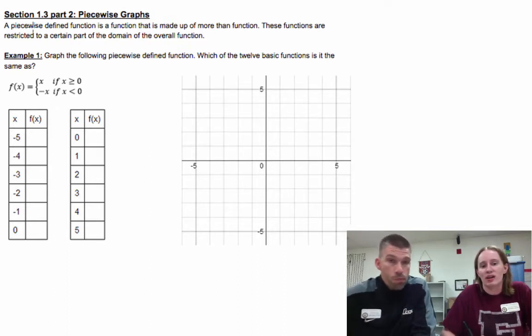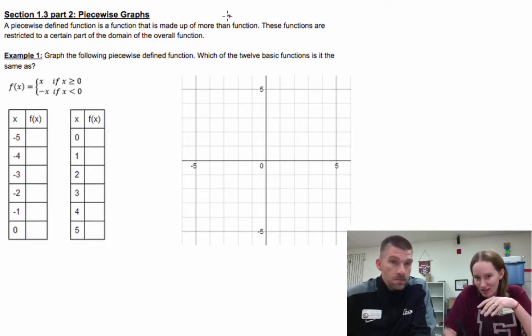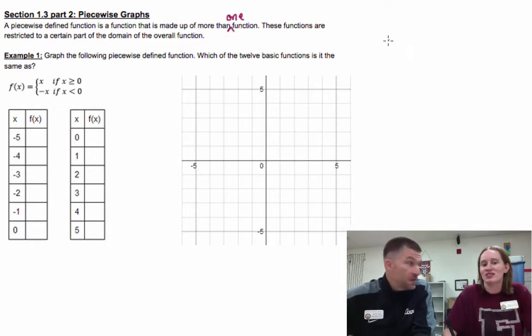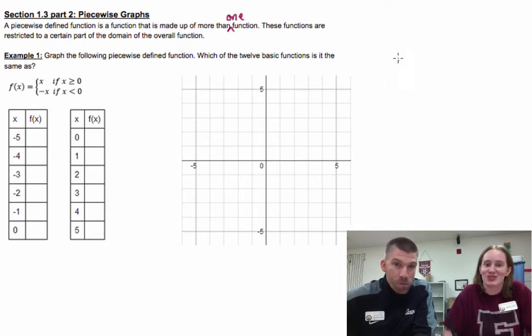So a piecewise defined function is a function that is made up of more than one function. Little typo there, more than one function. These functions are restricted to a certain part of the domain of the overall function.